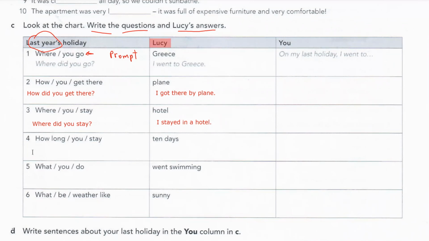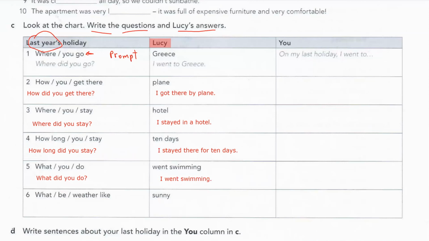How long did you stay? I want to know about the period of time. How long did you stay? So I stayed there for 10 days. For 10 days. Number five. What did you do? And question mark. So I went swimming. That's easy.